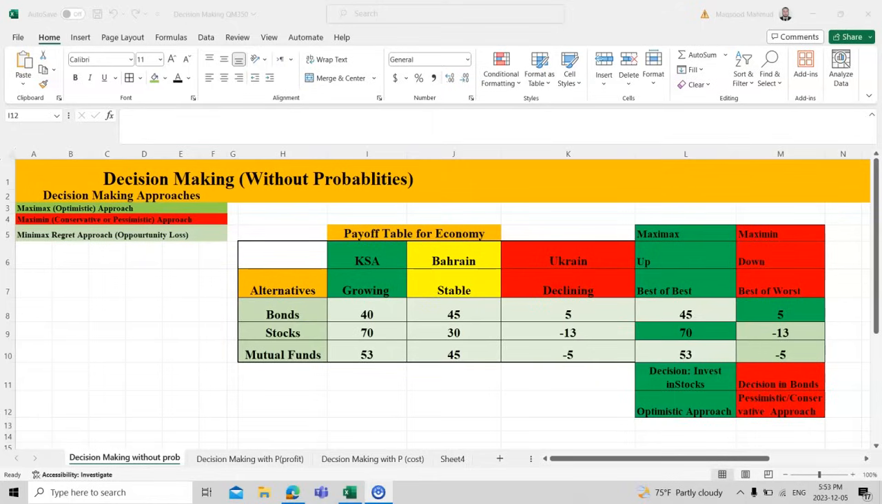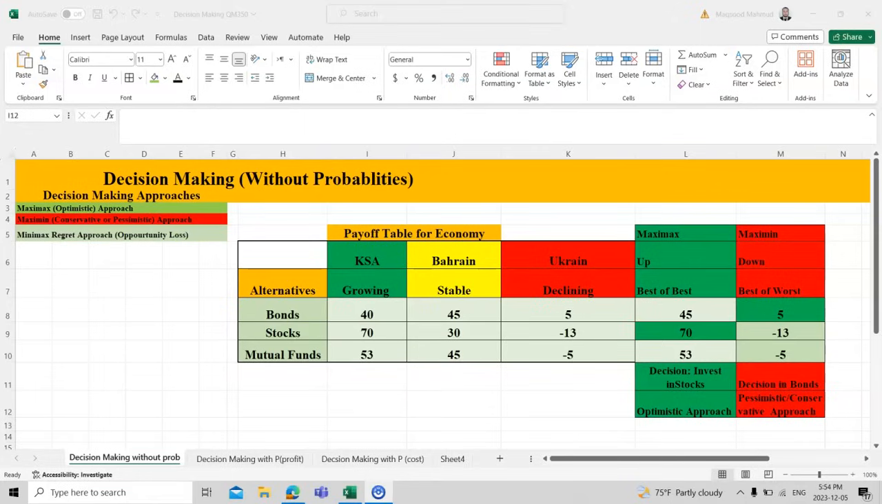Dear students, so today we will talk about decision making without probabilities, and after that we will talk about decision making with probabilities with respect to the profit, and then decision making with probabilities with respect to the cost. So let's see what decision making without probabilities is and how we can resolve it.